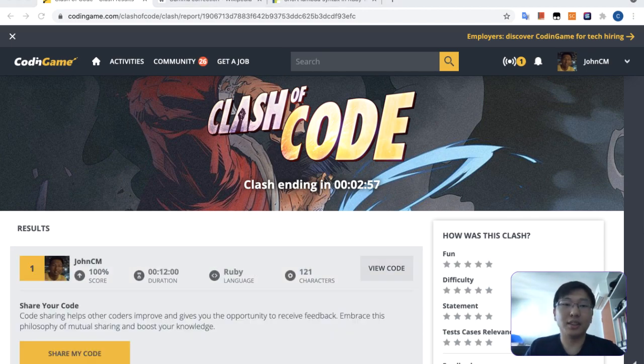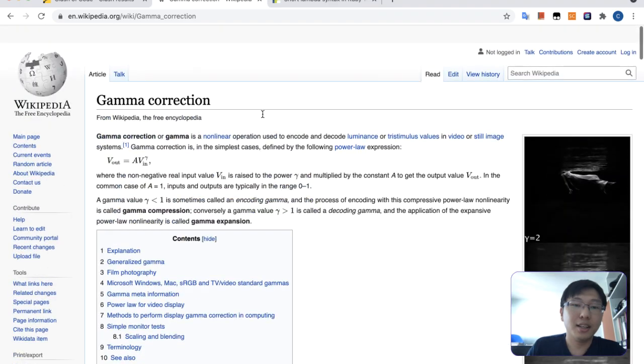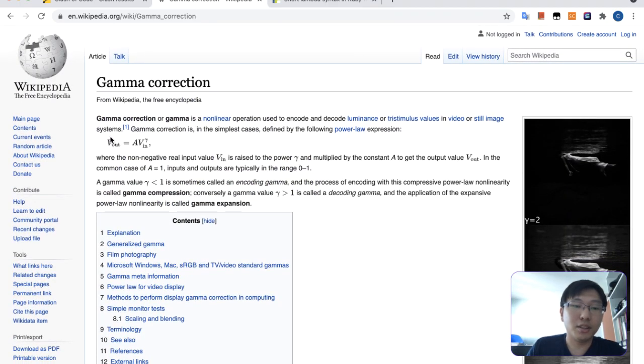So this is the solution for the gamma. It involves a change of feature space. You convert it to linear RGB, square it, take the average, then square root it to convert it back. So it's basically converting from here to this one. Then you do your averaging in this space, and after that you convert it back to this V out.